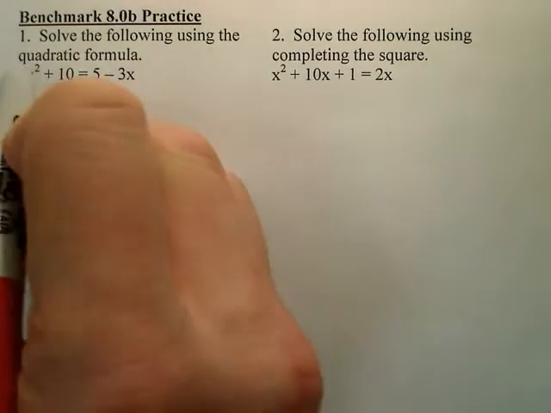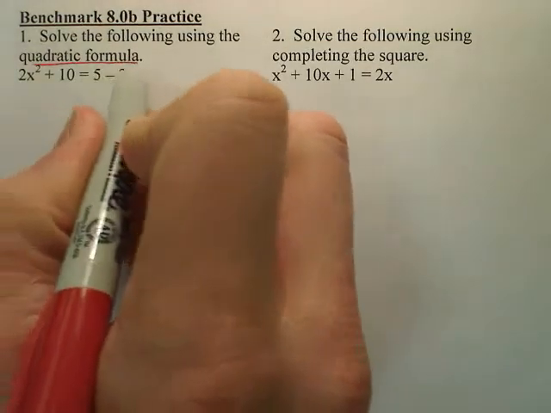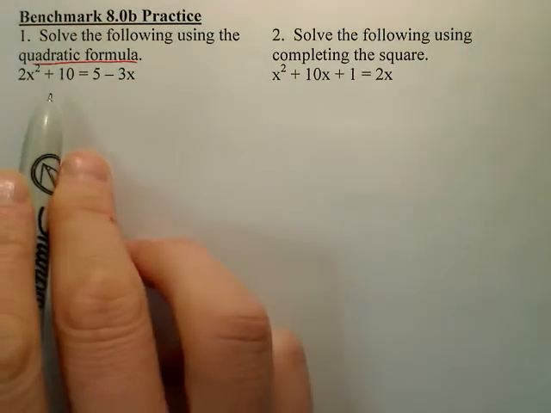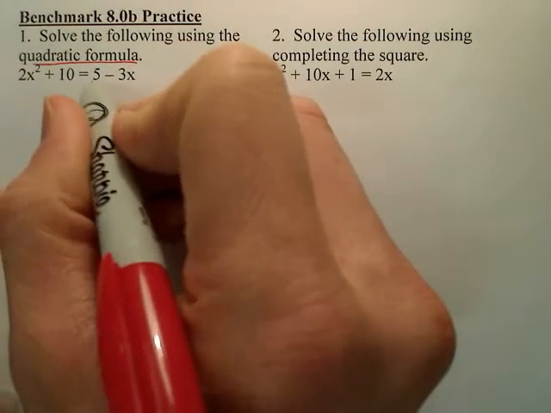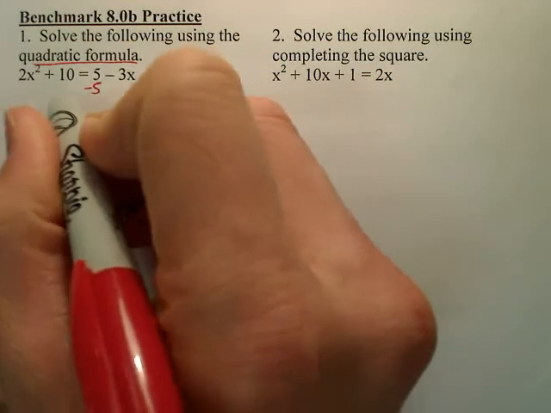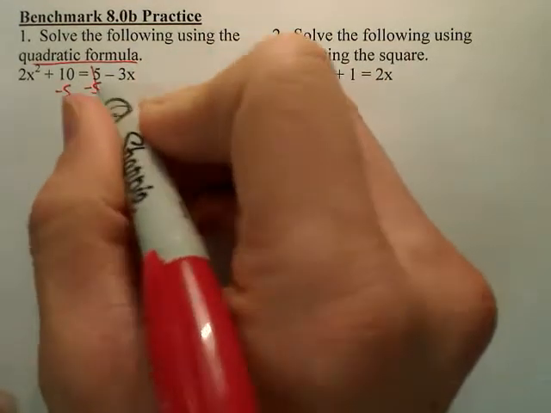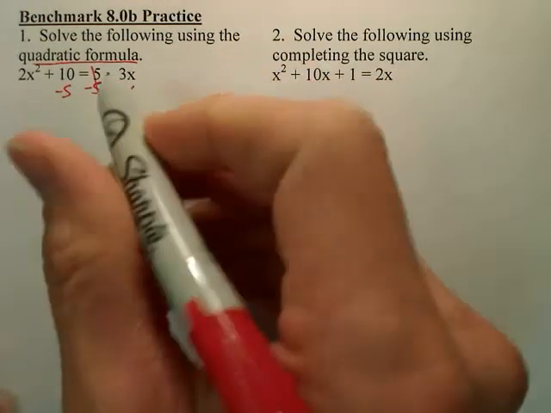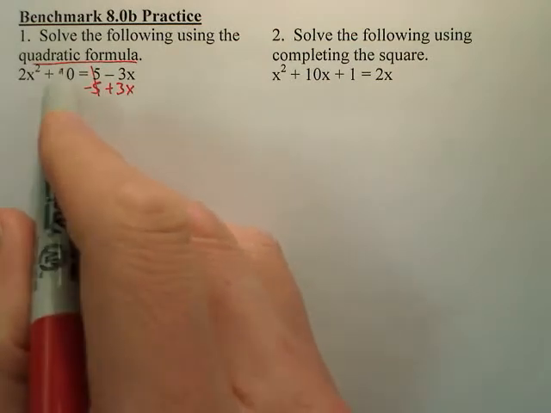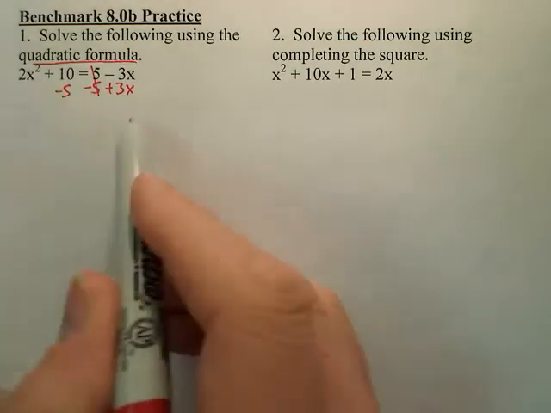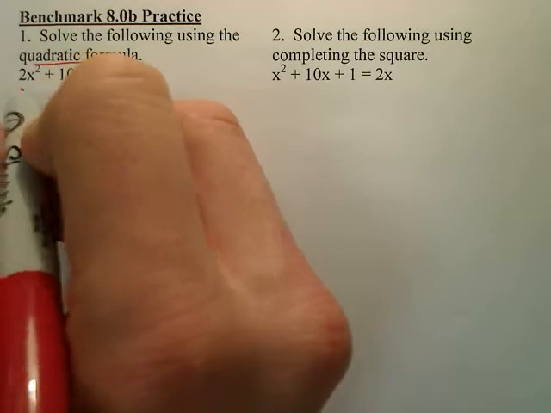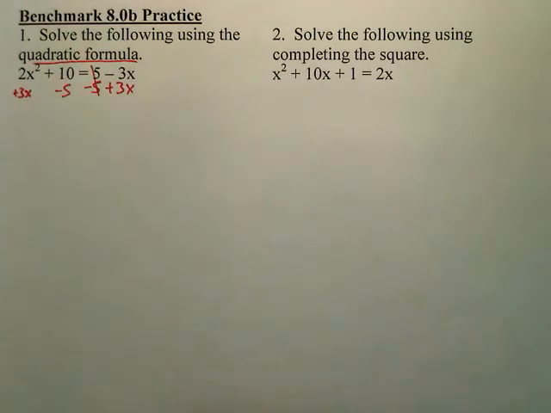To solve this with the quadratic formula, you first need to put it in standard form. So to put it in standard form, we have to set it equal to 0. So we're going to minus the 5 over, and we're going to add the 3x over. Now the 5 subtracts from the 10, but the 3x has nothing to add to, so I'm just going to simply put 3x over here.